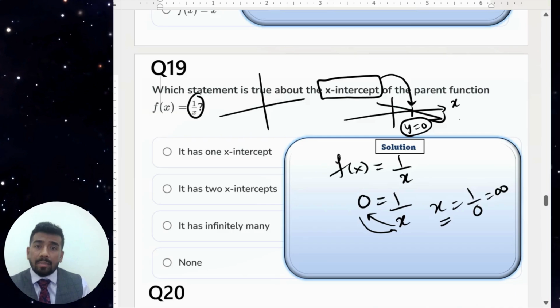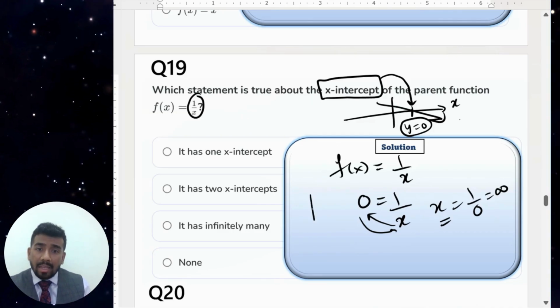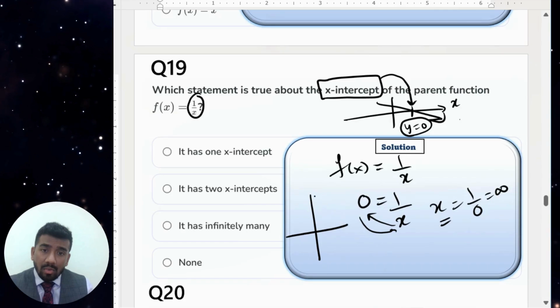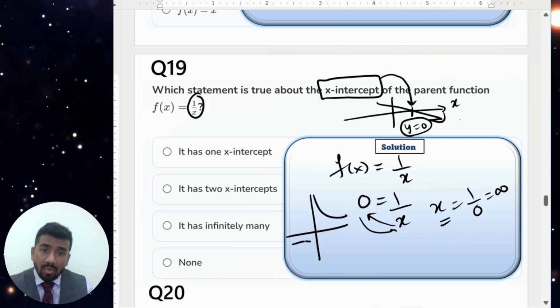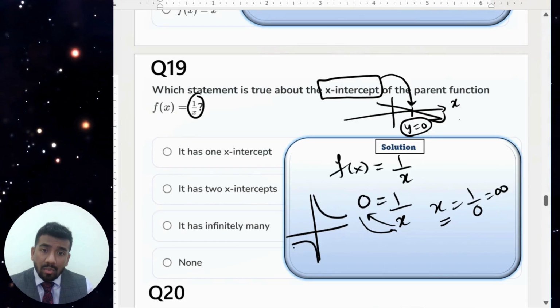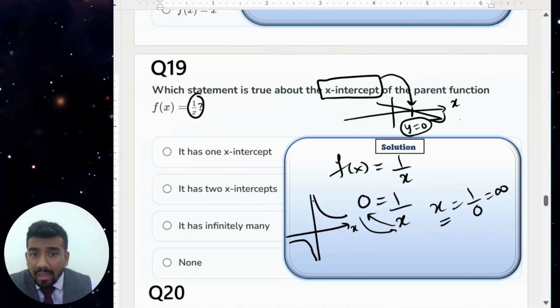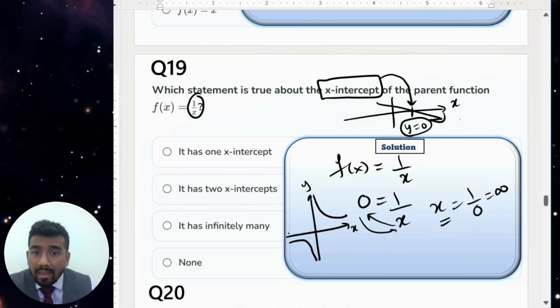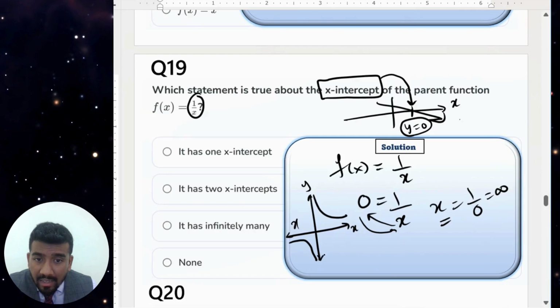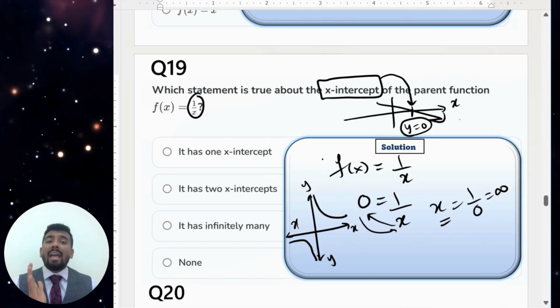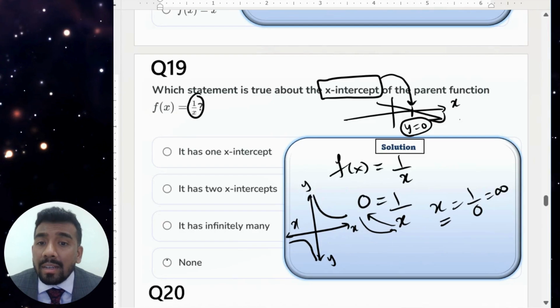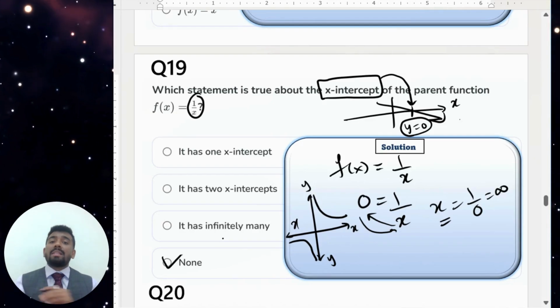Okay, let me draw it here in a blank space. So the reciprocal graph goes in this way. You see, like this. Can you see? Does it cut the x anywhere? Neither does it cut the y. So it doesn't cut the x, neither does it cut the y. Okay, so does it have any x-intercept? None. So it doesn't have any.